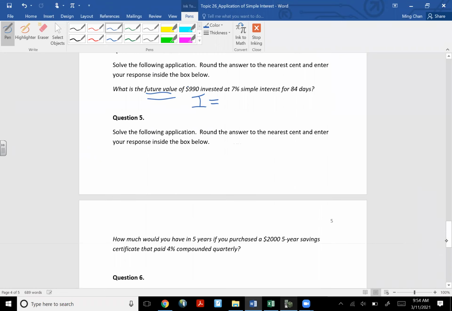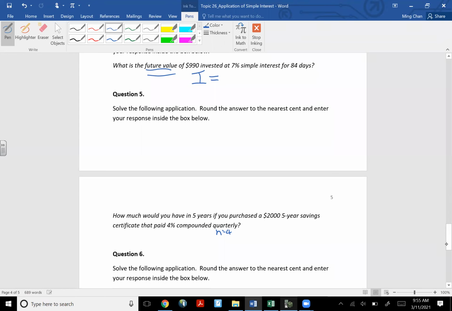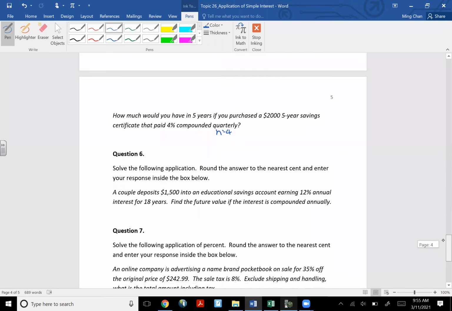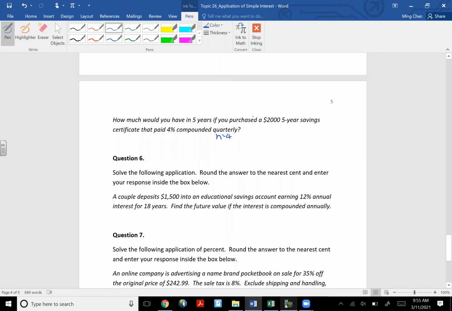Number 5. How much would you have in 5 years if you purchase a $2,000 5-year savings certificate that pays 4% compounded quarterly? This one you have to use the compound interest formula because they say the word compound. So n is going to be 4. Plug into the formula and see how much that $2,000 savings certificate becomes after 5 years. A couple deposits $1,500 into an education savings account, earning 12% annual interest for 18 years. Find the future value. The interest is compounded annually. So annually here, n is 1. Let's see how much the money becomes.